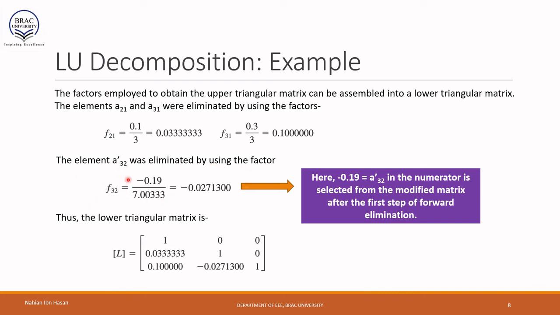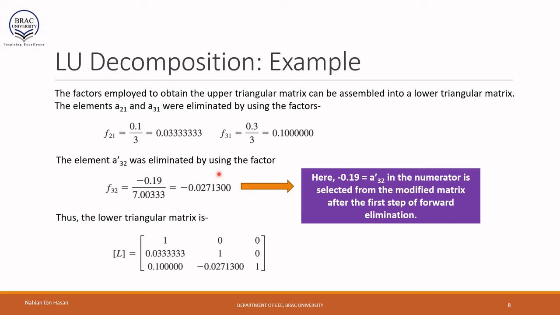So this multiplicative factor can be obtained after we have removed the first column elements from the original matrix. That means after we had removed the first elements from the second and third rows, we can get the third multiplicative factor. So this is the third multiplicative factor, which is minus 0.027130.